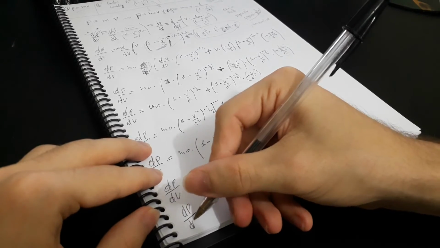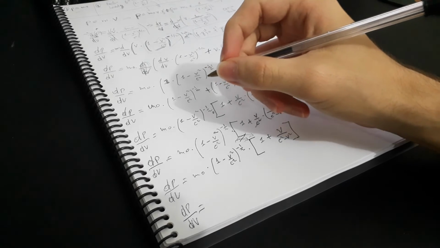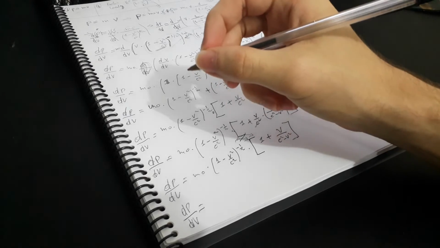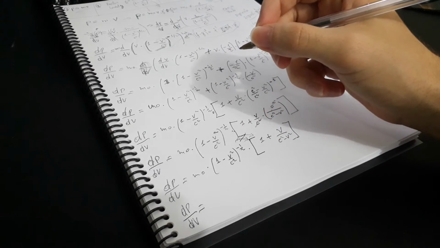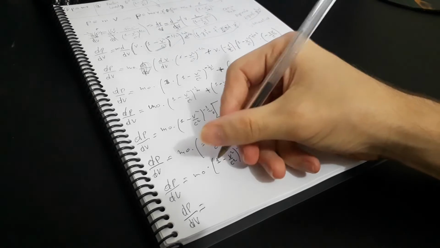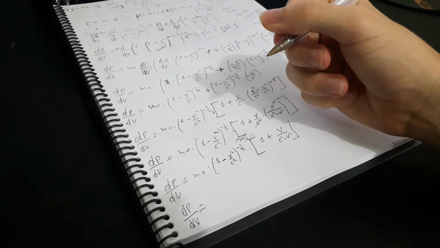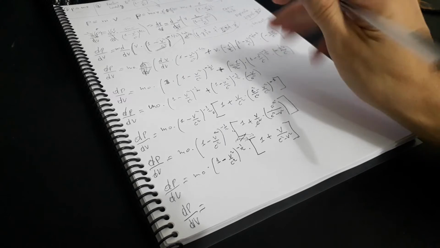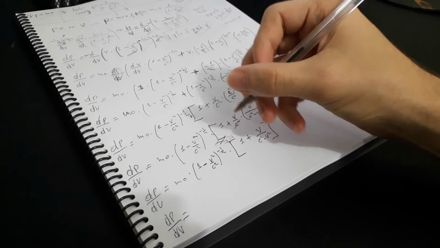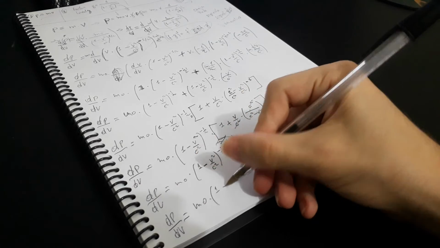dp over dv is equal to, now I have the... what am I supposed to do next? Oh my god, guys. I suppose nothing. I'm kidding. So, oh, I got it.